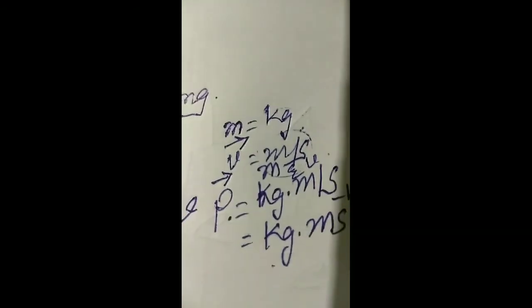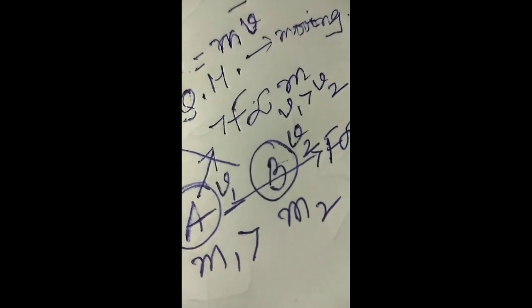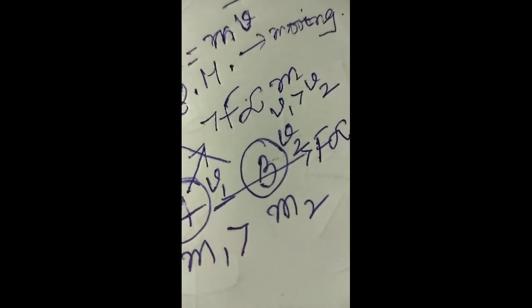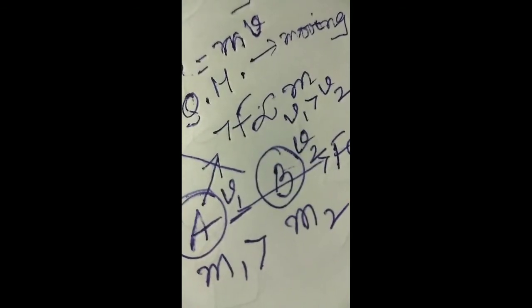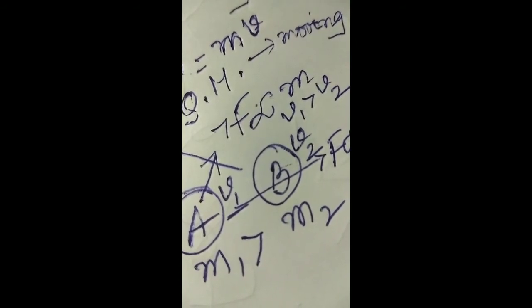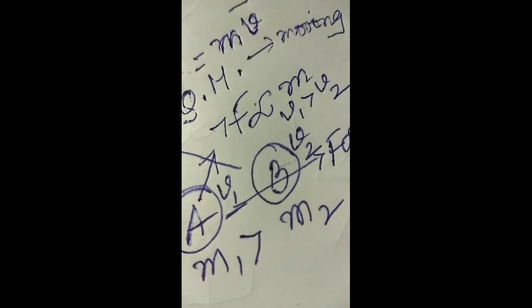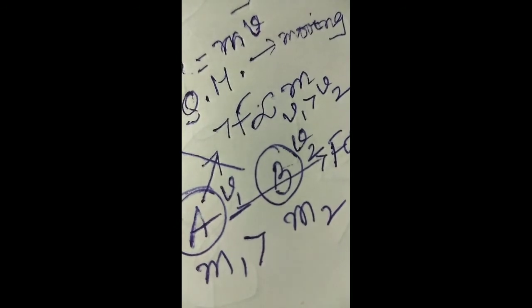Now once again, let us consider two bodies of different masses, A and B. A possesses a mass of m1, B possesses a mass m2, and m1 is greater than m2. If those two bodies are moving, we require more force to stop the body A. That means when mass is greater, the external force applied to stop it also becomes more. So F is directly proportional to m.